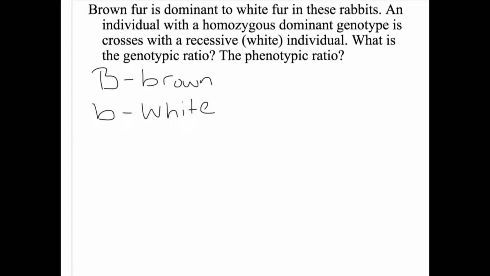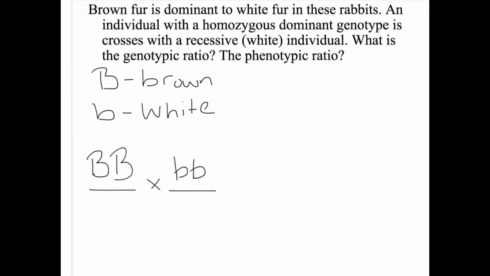Okay, so next thing we need to determine is our actual cross. So blank times blank. What are our parents? So an individual with homozygous dominant genotype. So that means that homozygous is two of the same alleles, and we're talking about the dominant allele. So the first parent is big B, big B. Okay, the recessive allele is the little b, so a white individual is going to have two copies of the recessive allele, and that's the only way to get that white coloration to show up.